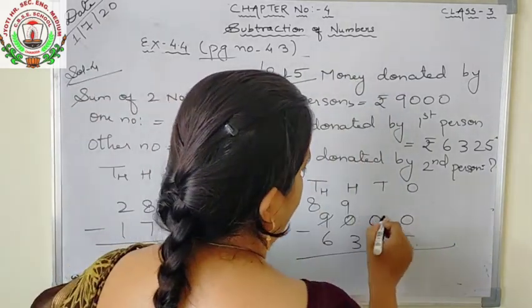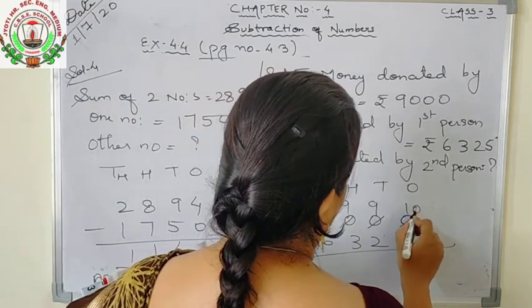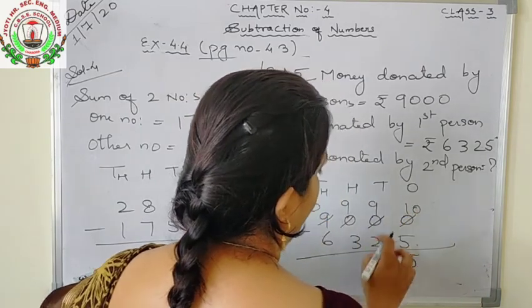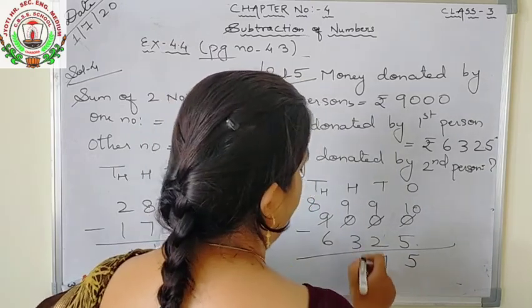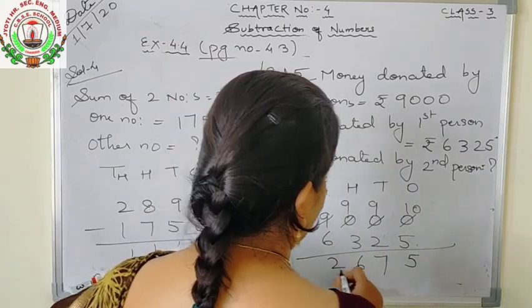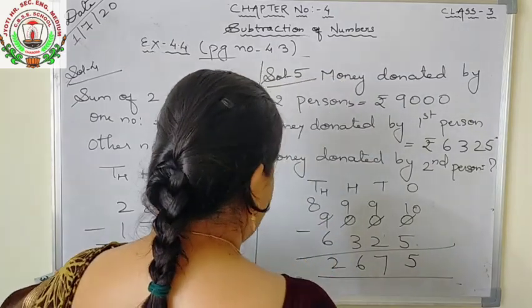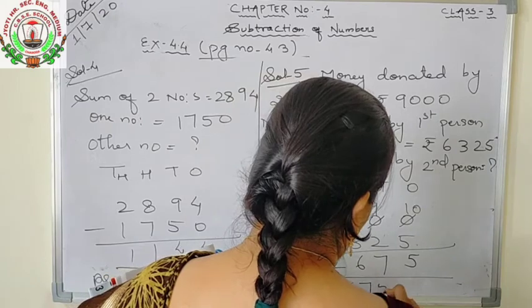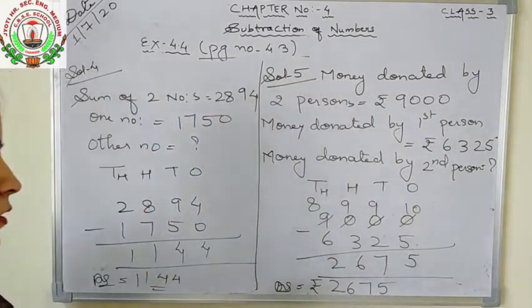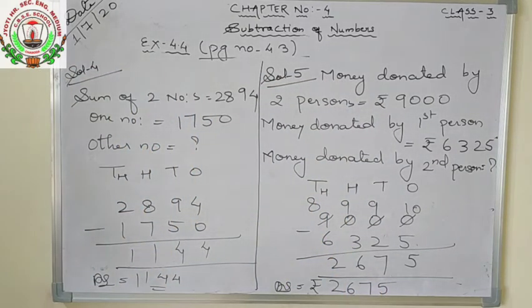8, 9, 9, 10. 10 minus 5 is 5. 9 minus 2 is 7. 9 minus 3 is 6. 8 minus 6 is 2. So the other person donated an amount of rupees 2675. Okay. Now question number 6.